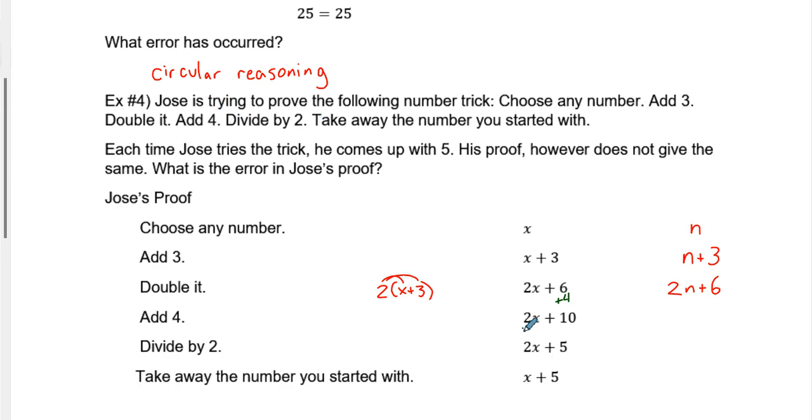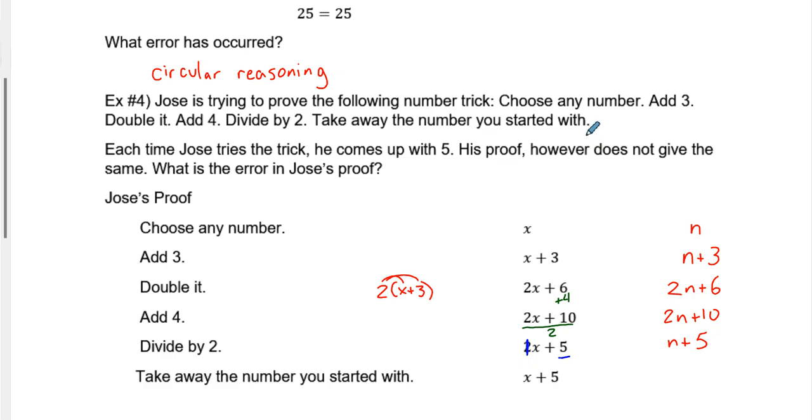So to divide by 2, we have to make sure we divide the 2x by 2 and the 10 by 2. And that's where Jose's error is. He divided the 10 by 2 to give us 5, but 2x divided by 2 is not 2x. It's 1x. If using the n's, this step would be 2n plus 10, but dividing by 2 would be n plus 5.